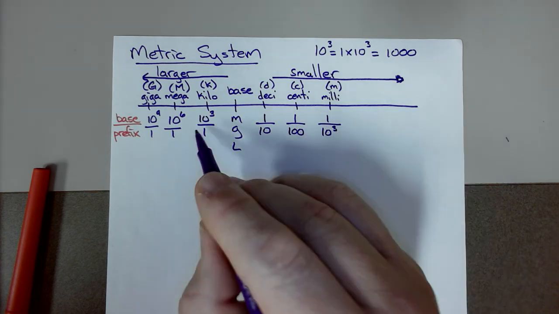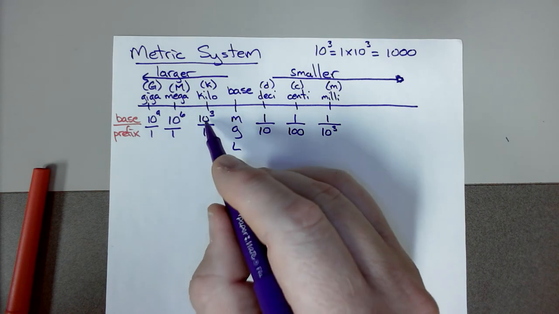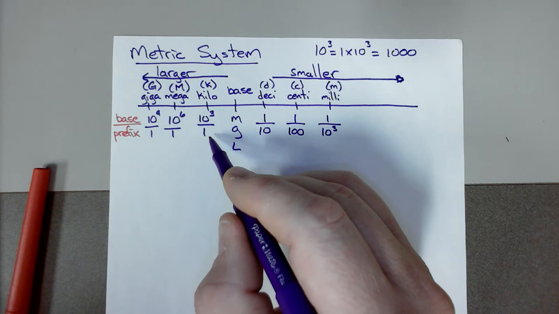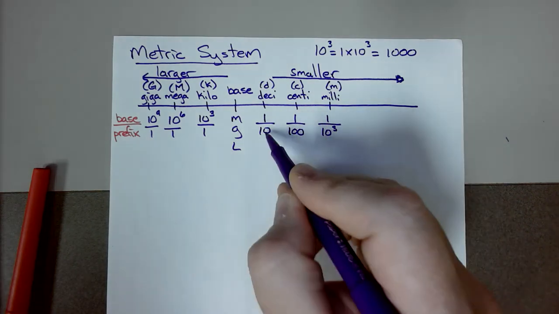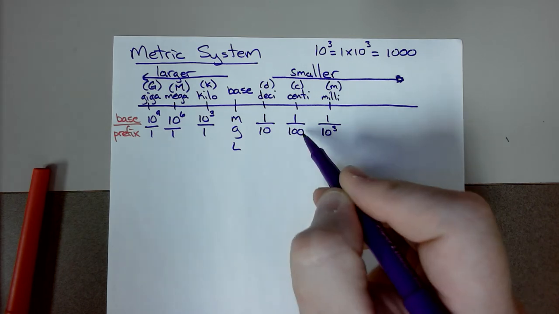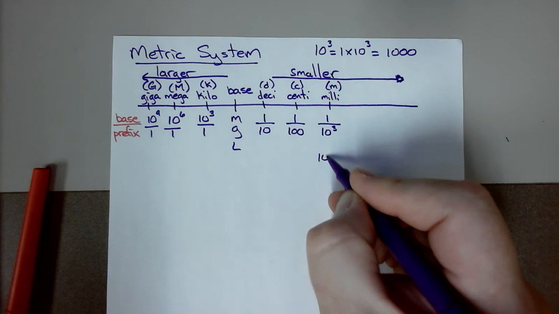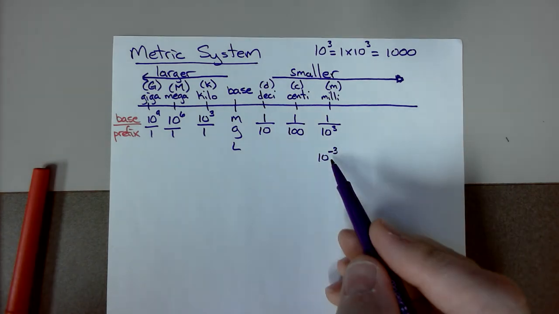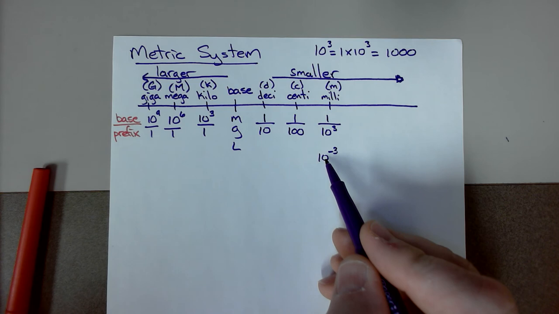So we flipped everything. Going larger, the base is on top, and you need a lot more base units, and the bigger unit is the prefix unit. As we get smaller, the base unit is on top, and this is the prefixed units. Now, your book does things like 10 to the negative 3. And that's okay, and you'll see that. But what that says is that 10 to the negative 3 meters makes 1 millimeter.